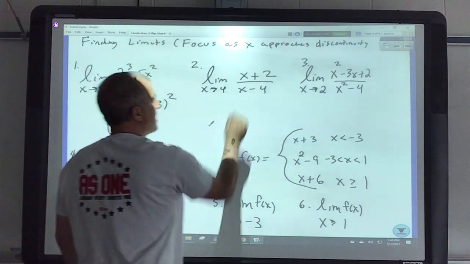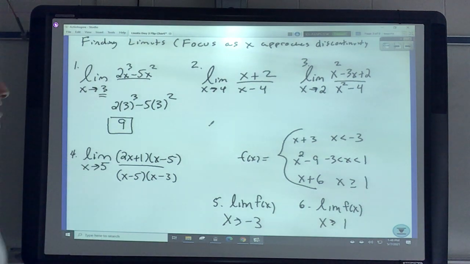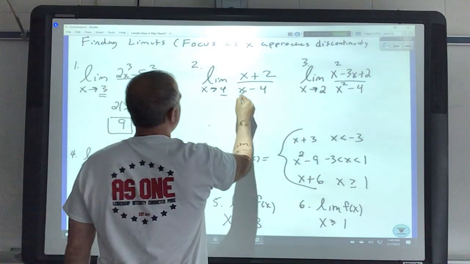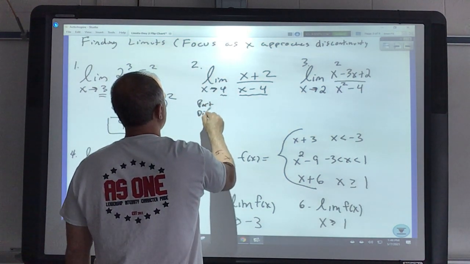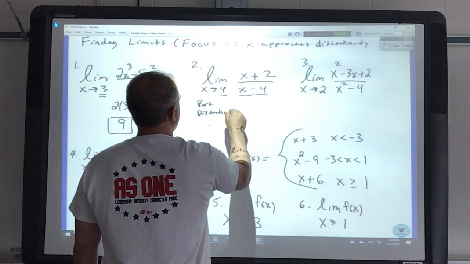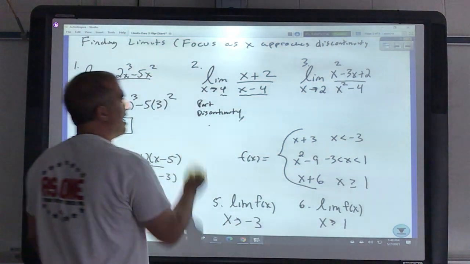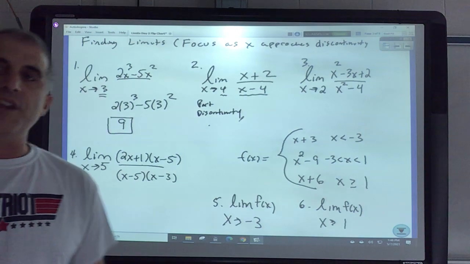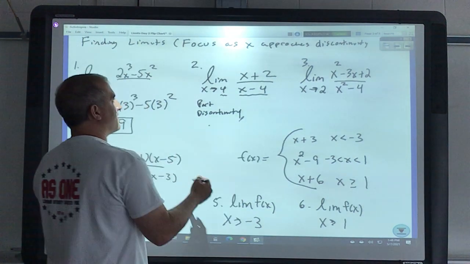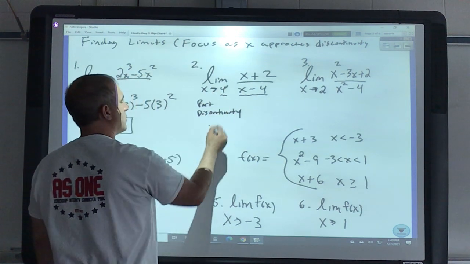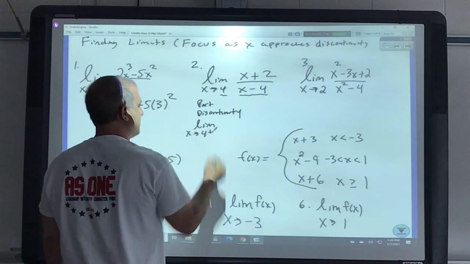Now, let's look at this one. A limit. Anytime I see a fraction there, I'm thinking that could be an asymptote. So when I look at this, that number would be part of the discontinuity. So how do I check this? How do I check that? Once again, if I'm looking at that discontinuity, I'm going to evaluate slightly bigger than 4 and slightly less than 4. So what I would do is evaluate that limit at 4 from the plus side.